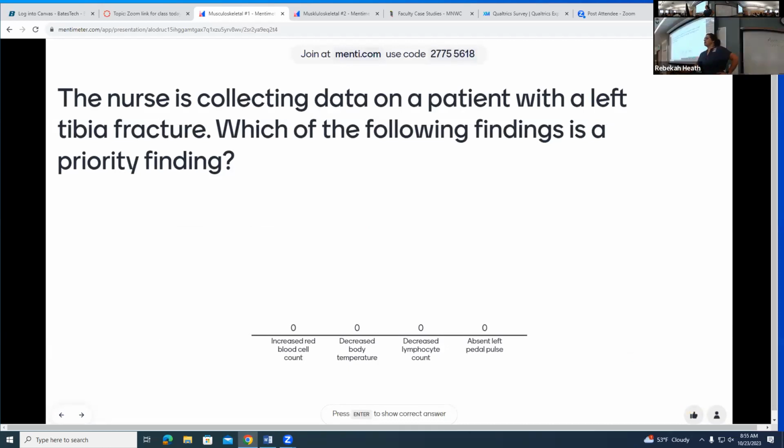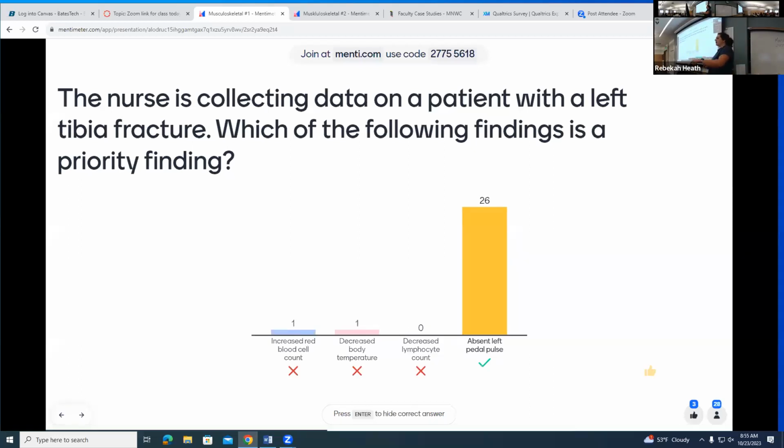This is one of those priority questions that we're working on. So if they have a left tibia fracture, which following is a priority? So knowing what kind of things people are at risk for, what's a priority finding? All right, nice job. Absent left pedal pulse is correct. What could that be an indicator of? Compartment syndrome. And it could be decreased circulation, but especially if we're looking for a tibial fracture, we want to make sure there's no compartment syndrome there.